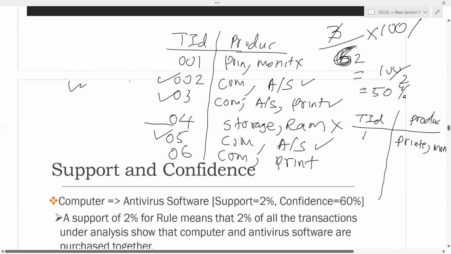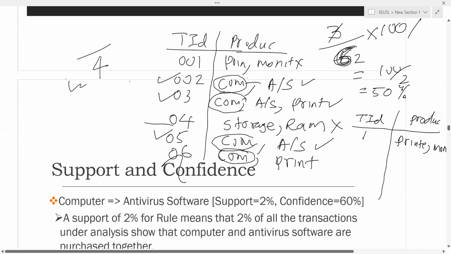Now, you need to look at how many transactions buy computers. Here, this is buying computer. This is buying computer. This is buying computer. This is also buying computer. So how many transactions contain computer? Someone tell me. 4 transactions.